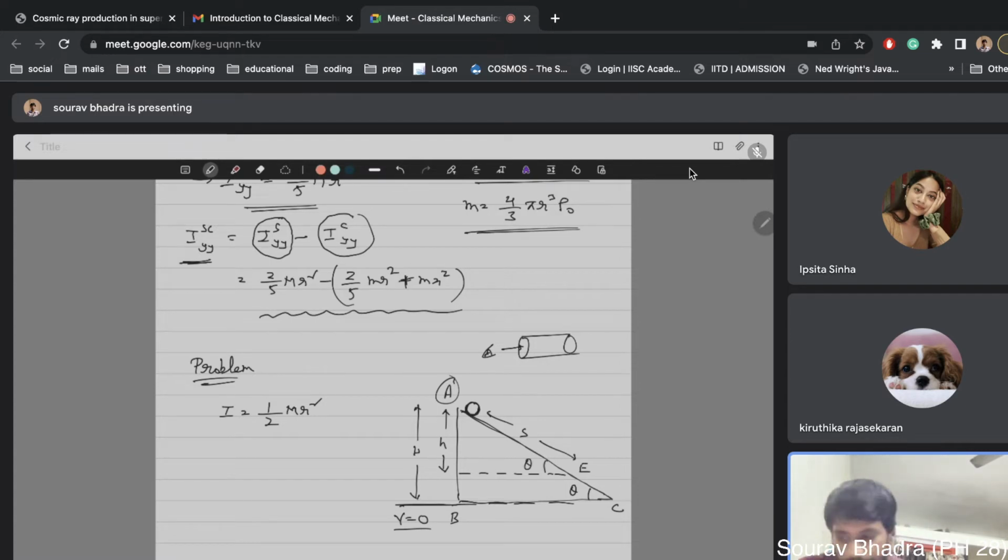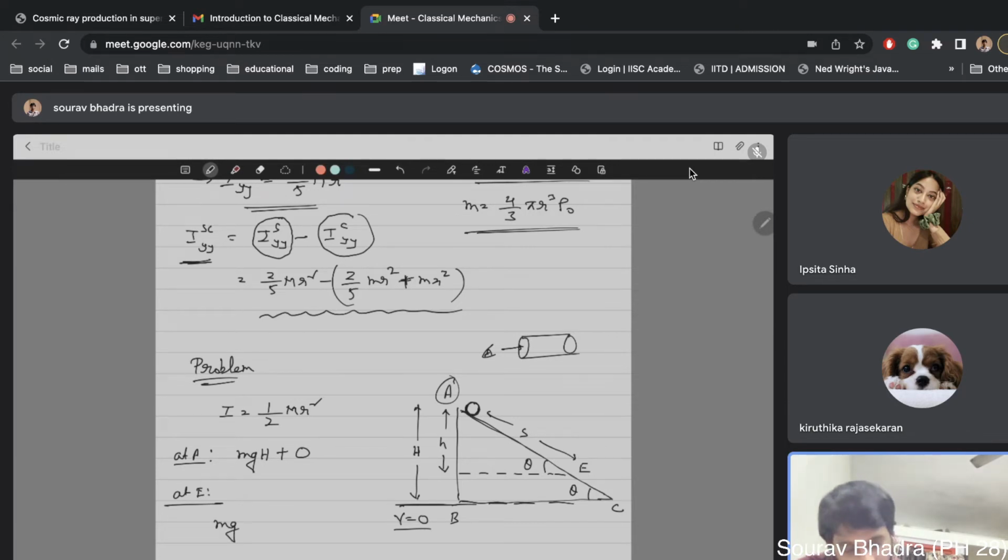At A the total energy will be m g capital H, that is the potential energy, H is the height, plus zero, since it was at rest at A. We put the cylinder at A and then it starts rolling, so the other energies are 0. At point E there are three parts: potential energy, kinetic energy, and energy due to the rotation.